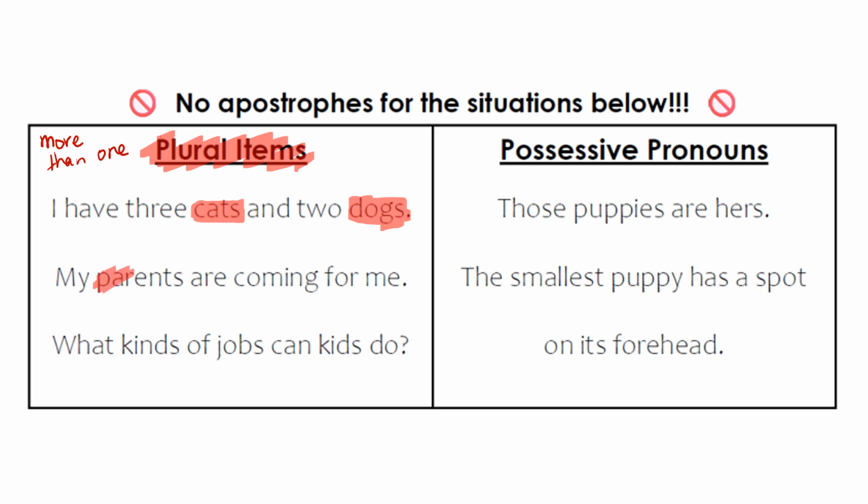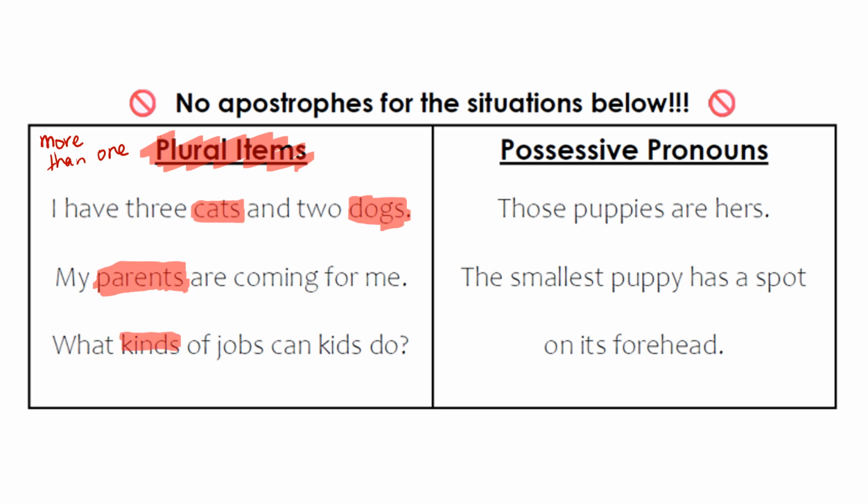Here's another example. My parents are coming for me. In this one, I want people to know that I have more than one parent and they are coming for me. I'm not saying things belong to the parents. I'm saying there's more than one parent. It's plural.